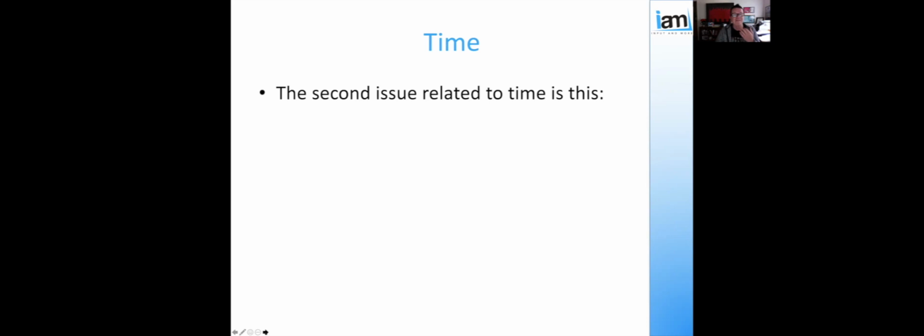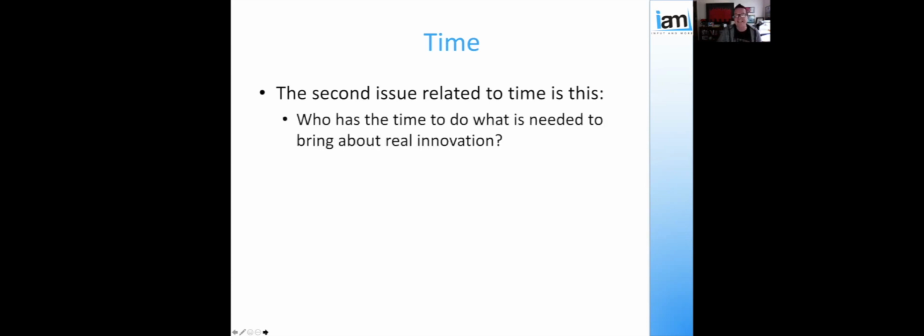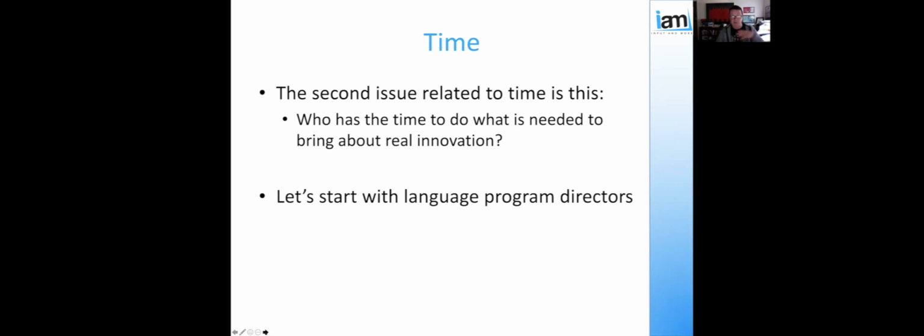So the second issue related to time is this, and this is more important. Who has the time to do what is needed to bring about real innovation? Who has it? So let's start with language program directors. People like me, who used to direct a large language program, people like Walter Hopkins, who used to work with me in the language program, and others like us.